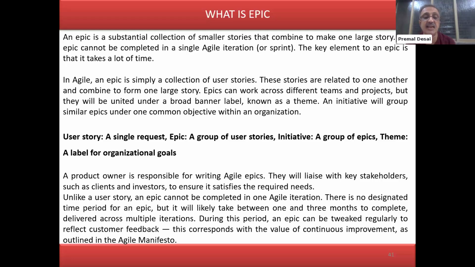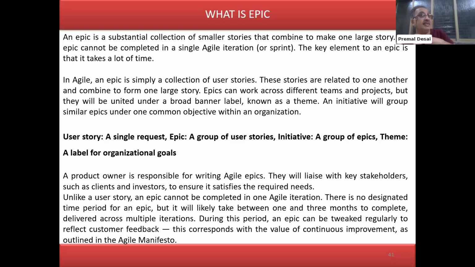A user story is a single request, while an epic is a group of user stories. Initiative is a group of epics. Theme is an organization goal. Some Agile Scrum tools also have another level between epic and theme, which we call initiative. Initiative is a group of epics put together, a group of functionality at the broader level put together, also termed as initiative, and above initiative you have theme.